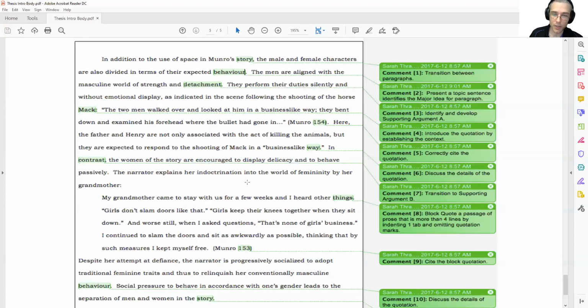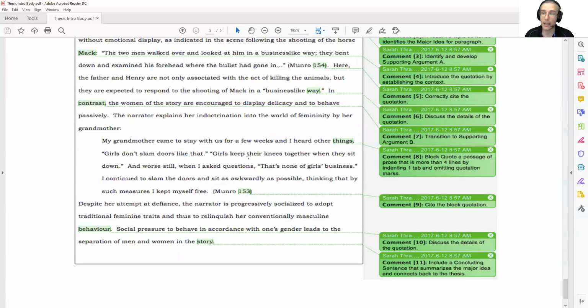The narrator explains her indoctrination to the world of femininity by her grandmother, and I provide this block quotation. In an essay, if I have a quotation that is longer than 4 lines, as this one is with 5 lines, I need to use a block quotation. The block quotation double indents the quotation. It doesn't have quotation marks around it. And I also have the standard citation, the author's last name and the page number.